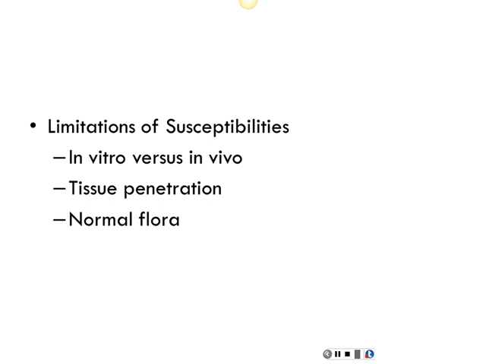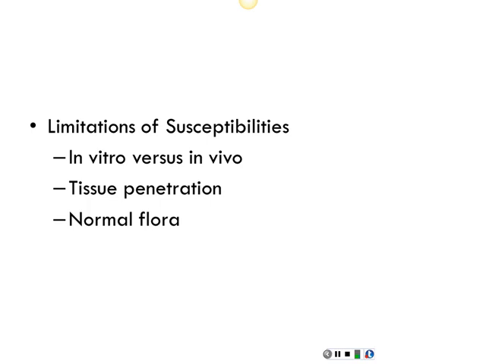Alright. In vitro versus in vivo susceptibility. Remember, this is not taking into account whether or not the drug gets into the urine, whether or not the drug gets into the lung. So just because we've got MRSA susceptible to daptomycin doesn't mean that we're going to use it for a lung infection, right? So we take those things into consideration.